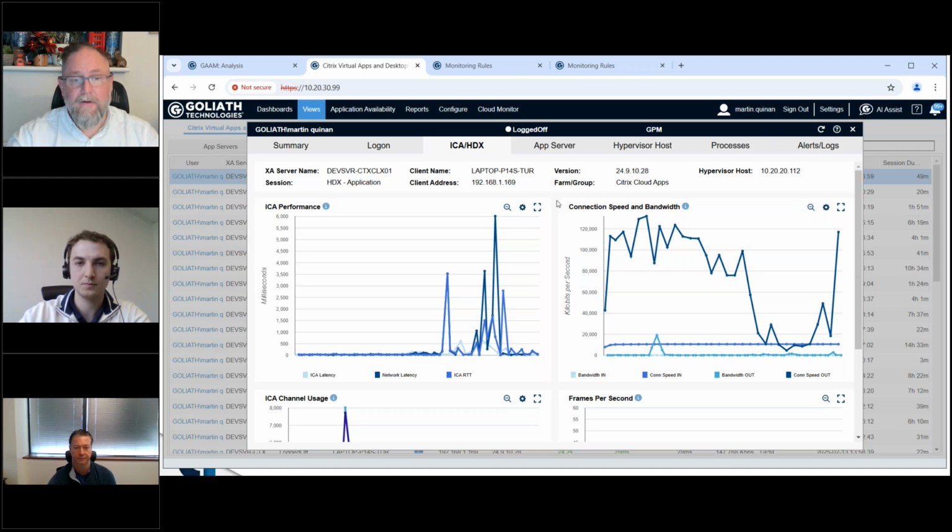Yeah, that's a really critical part of how Goliath works, right? Martin, if you want to take that forward, when we're doing all of this, we're not deploying any new software out there on our end users. We're asking them to use Workspace, to use the applications as they always did. We're drilling into that data, right?